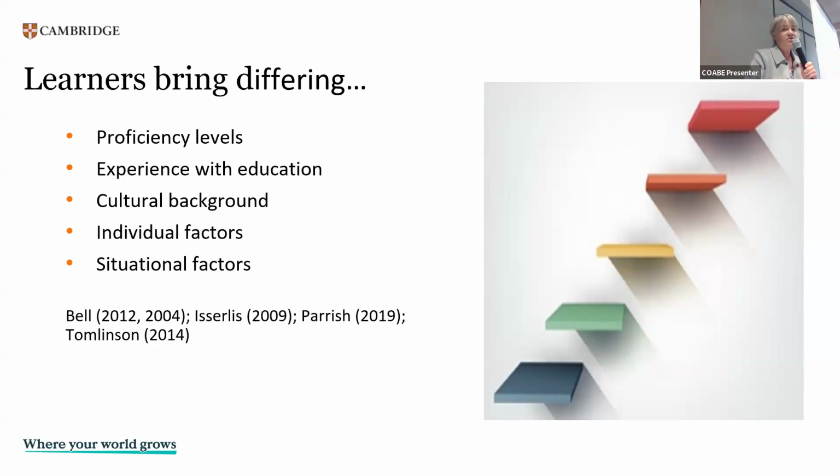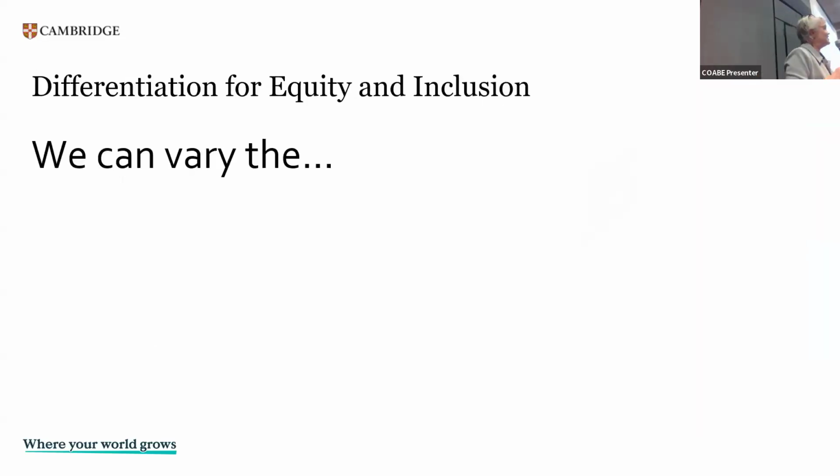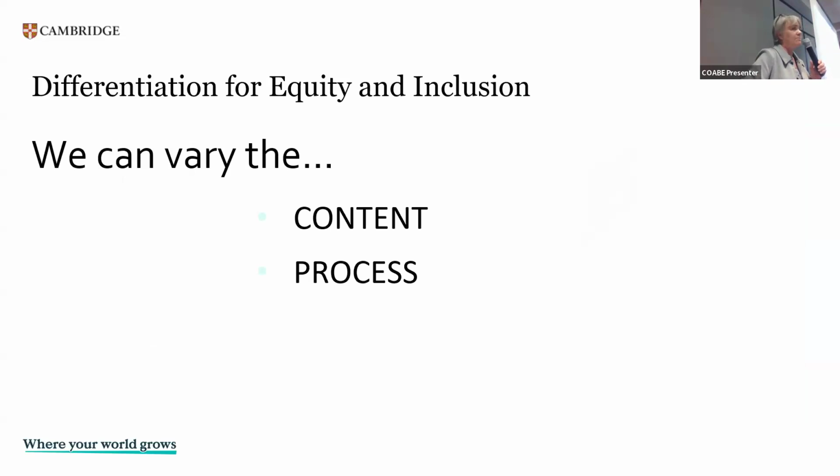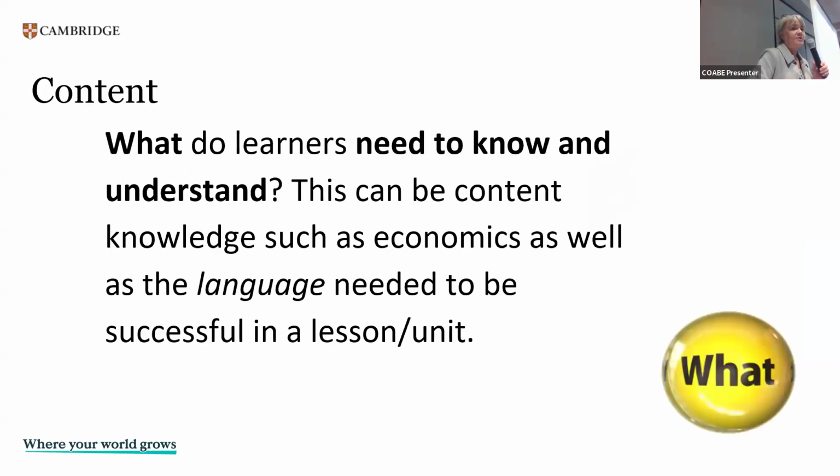So let's see what we can do to meet the needs of everybody as much as we possibly can using the differentiation model, okay? So we're going to talk about content, process, and products. Content meaning the what we teach, okay? For example, is it about economics? Is it about navigating the community? Is it healthcare? It's the what we teach, but also the language that learners need to be able to access information in a lesson or a unit.